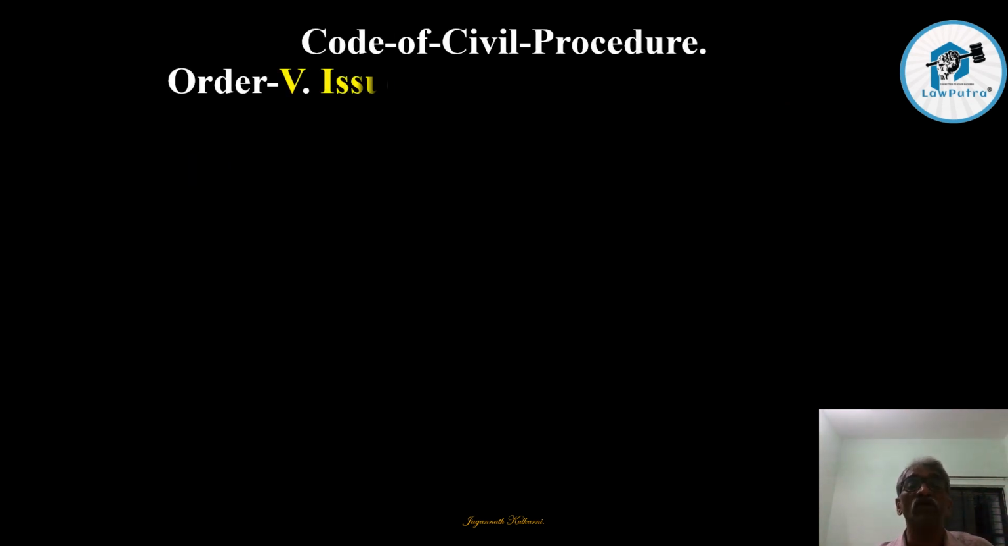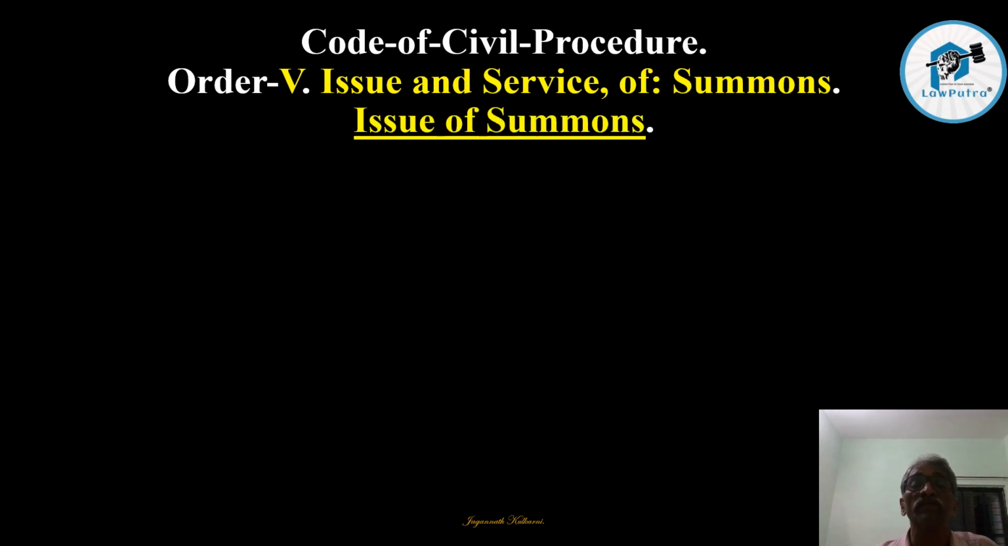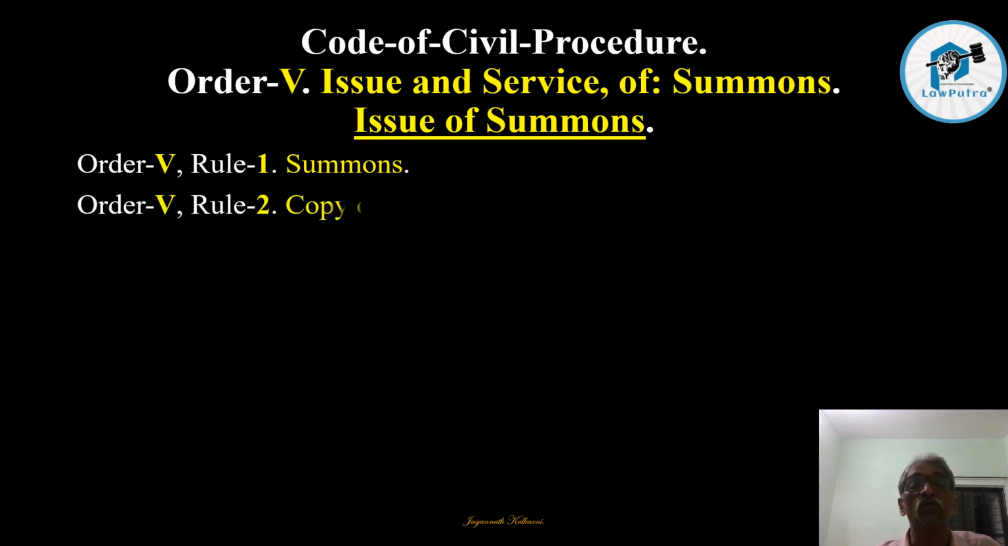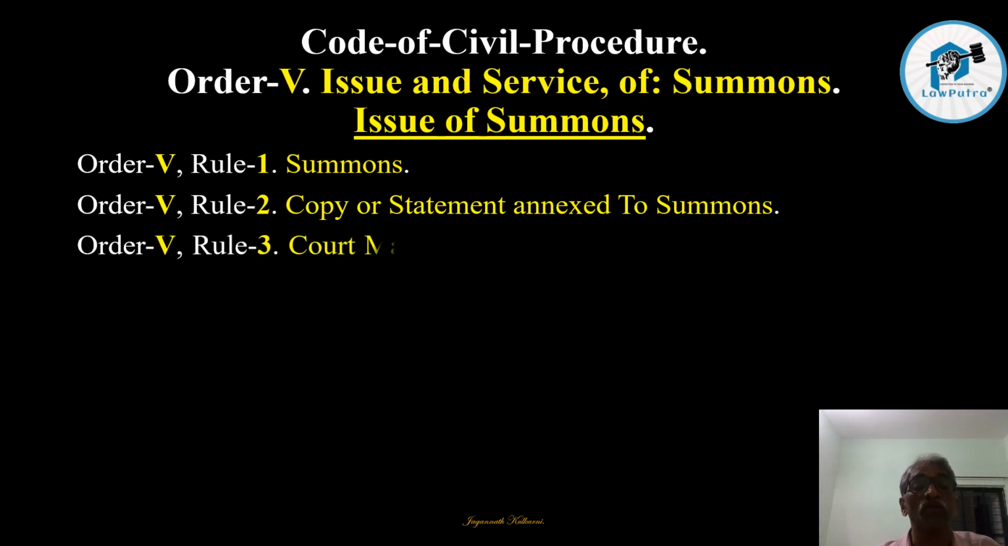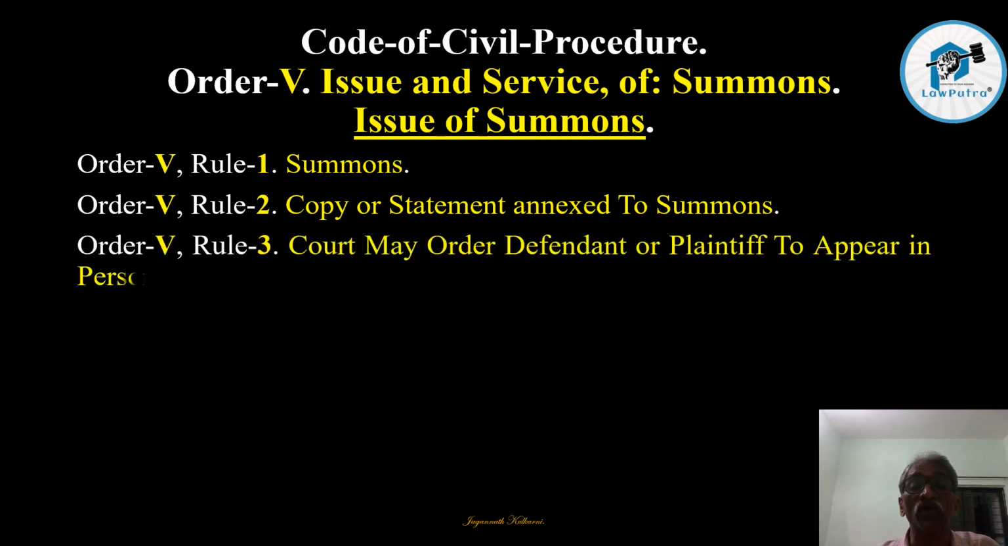Now let us see what Order 5 talks about, which is about the issue and service of summons. Again, there will be two parts. First is the issue of summons, another is service of summons. Now Order 5 Rule 1 talks about summons. Rule 2 says copy or statement annexed to summons. Rule 3 says court may order defendant or plaintiff to appear in person.